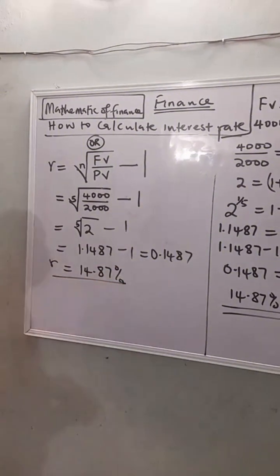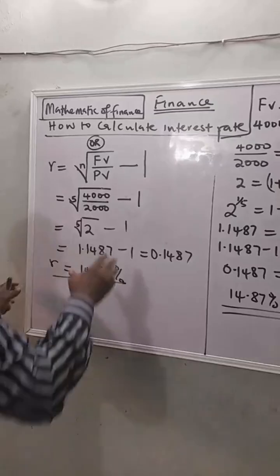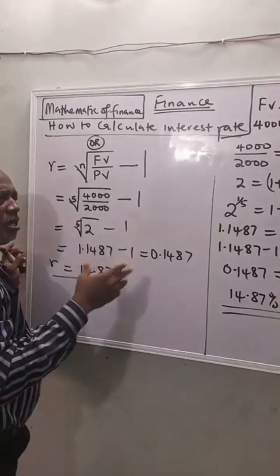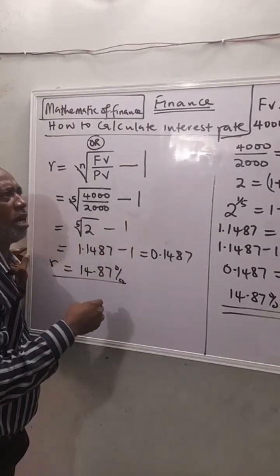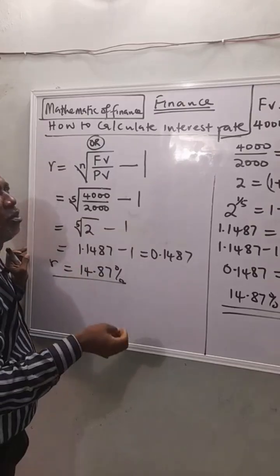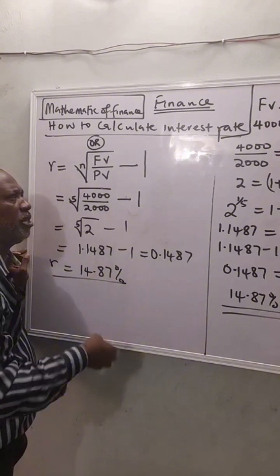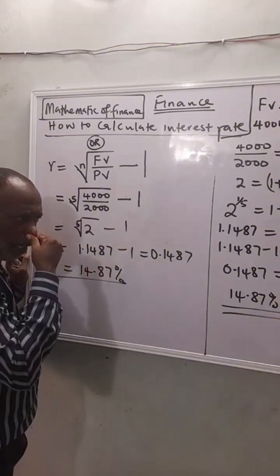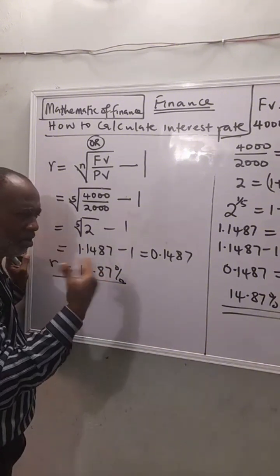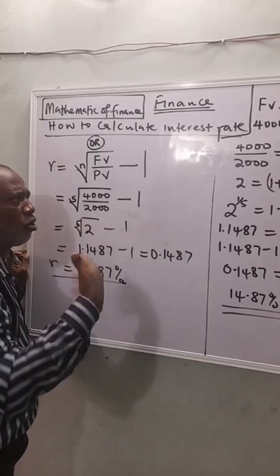Any of the two methods can be administered, and you will get the same result. So when you're asked to calculate interest rates, when it comes to mathematics of finance, in the previous class, we looked at mathematics of finance. We looked at future value of money compounding yearly, future value of money compounding quarterly, and all the rest of it. We also looked at future value of money compounding continuously.